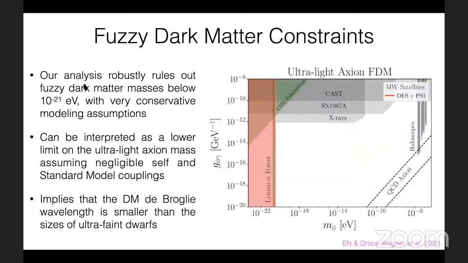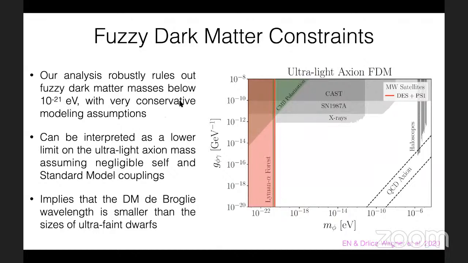We scan the literature, choose the least suppressed subhalo mass function we can find, and then try to derive a limit. When we do so, we find that even 10 to the minus 21 eV is very robustly ruled out. So certainly this canonical 10 to the minus 22 eV fuzzy dark matter is very, very difficult to reconcile with these observations.